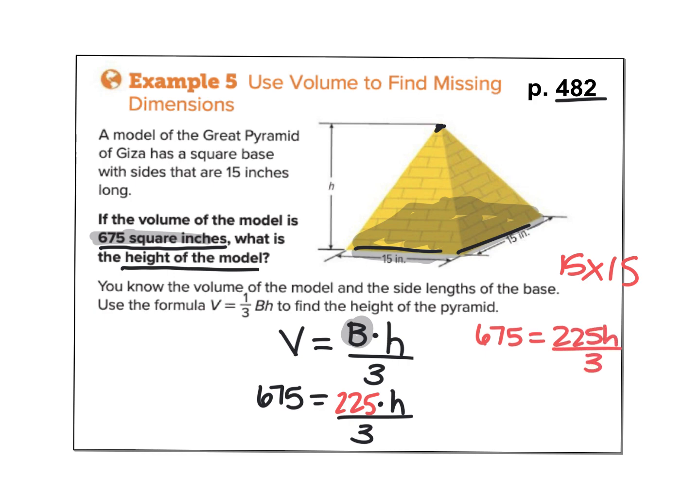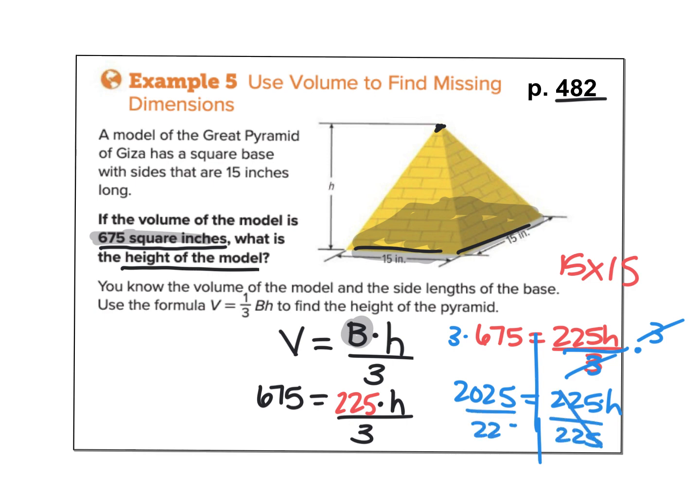So your first step to solve this equation is do the opposite of dividing by 3, which is timesing by 3. That gets rid of that, so I'm going to do 675 times 3. And I get 2025 equals 225h. Okay, your last step, opposite of multiplying, is dividing by 225. Divide this side by 225.